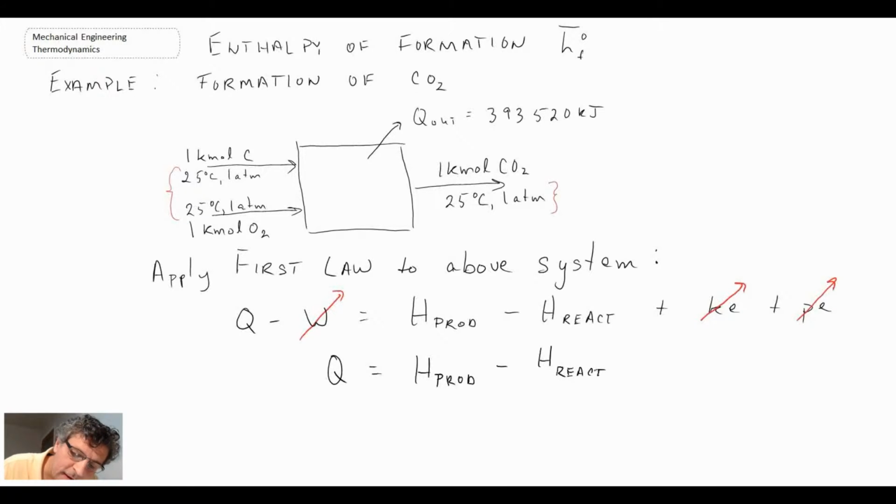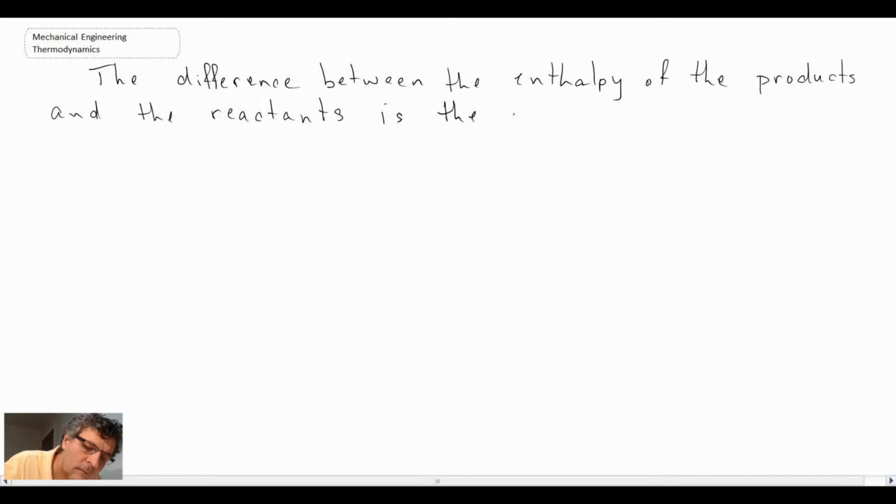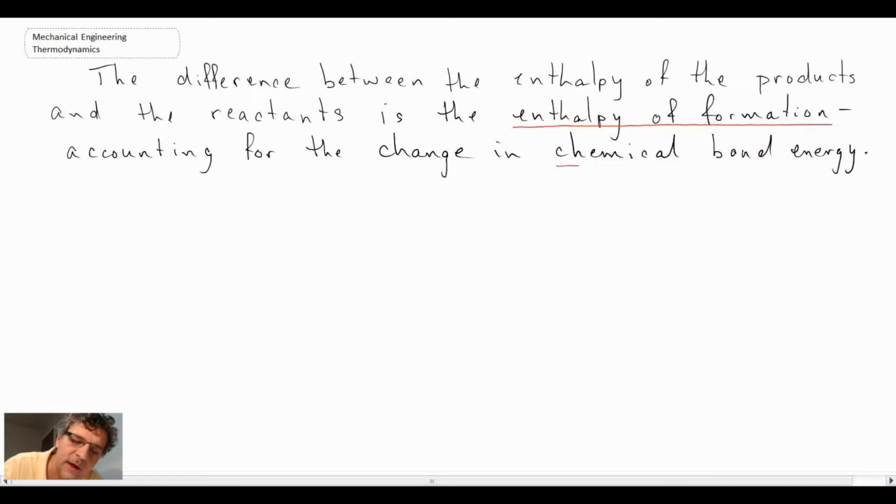Now when we look at this, given that both the products and the reactants are at 25 degrees C, 1 atmosphere, what we see is that the only thing changing in terms of the enthalpy is going to be due to the breaking of chemical bonds or the formation of chemical bonds. So the only thing causing a change in the enthalpy between the products and the reactants is the enthalpy of formation, and that accounts for the change in chemical bond energy.